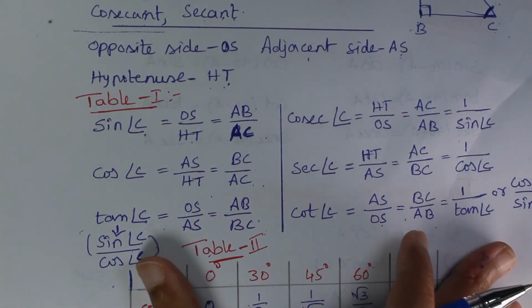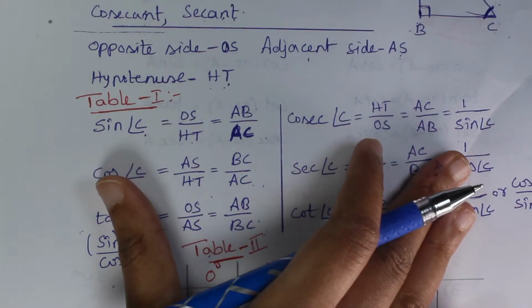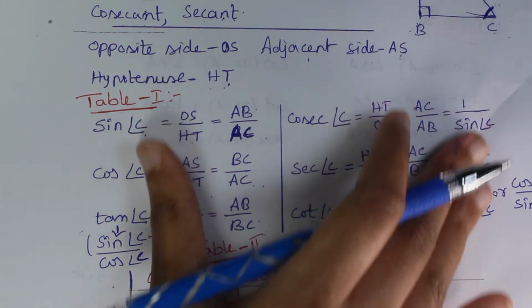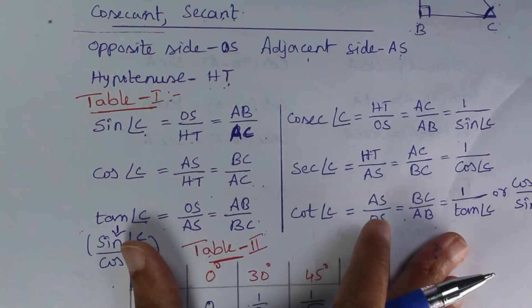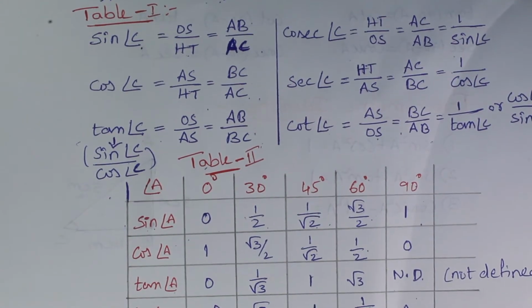Now the table 1 is completed. You have to understand the table 1. This is very important and the most important part of this chapter. You have to learn these ratios by heart so that you can solve the problems easily. Now let's move to the second important table in this chapter.